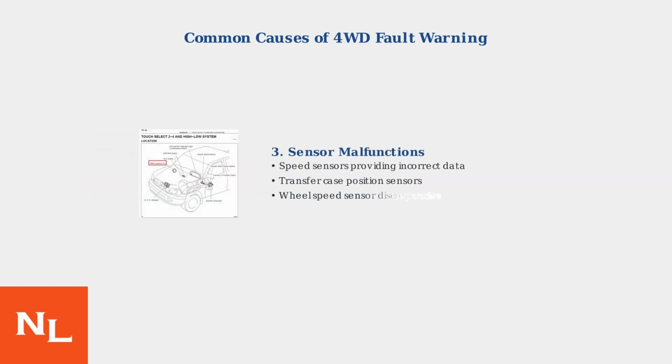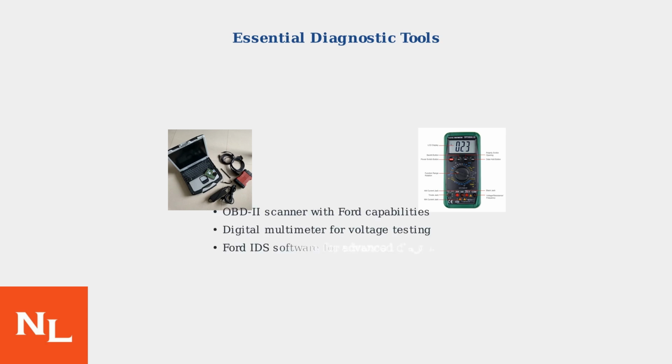Sensor malfunctions include speed sensors providing incorrect data, faulty transfer case position sensors, and wheel speed sensor discrepancies that confuse the control system. Proper diagnosis requires specific tools: an OBD2 scanner with Ford-specific capabilities, a digital multimeter for electrical testing, and Ford IDS software for advanced system diagnostics.